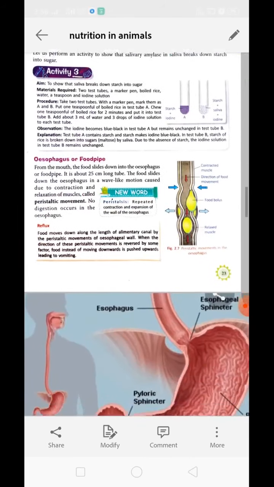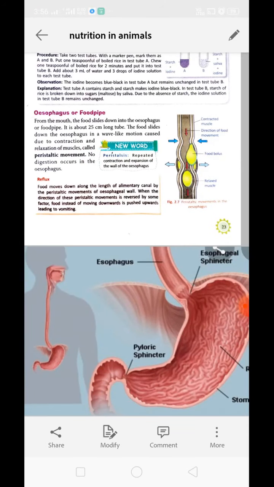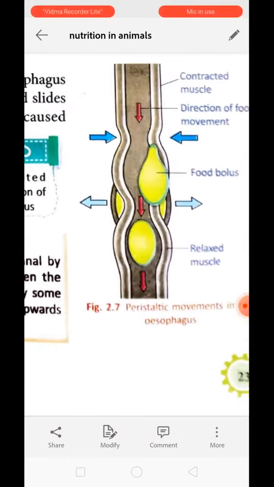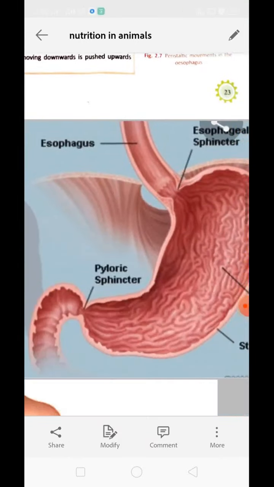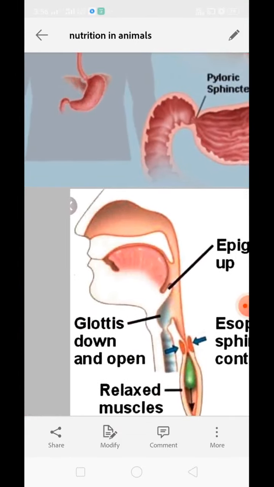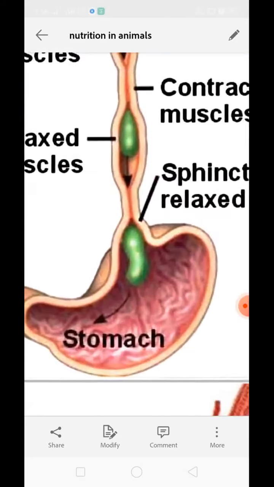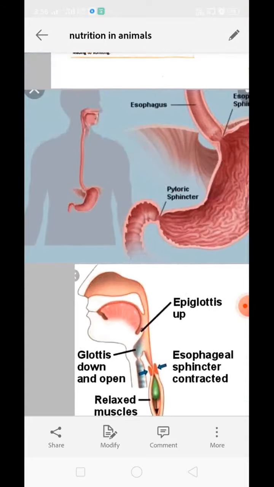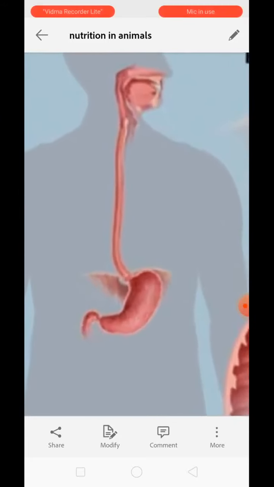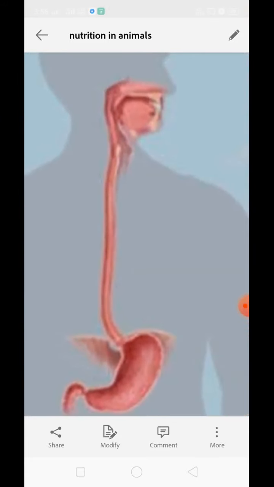Okay, now we are going to discuss the esophagus. This is a pipe-like structure which is connecting the mouth to the stomach. So this is the esophagus. Clear?